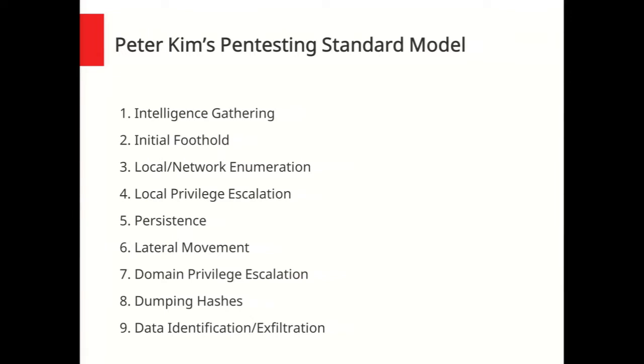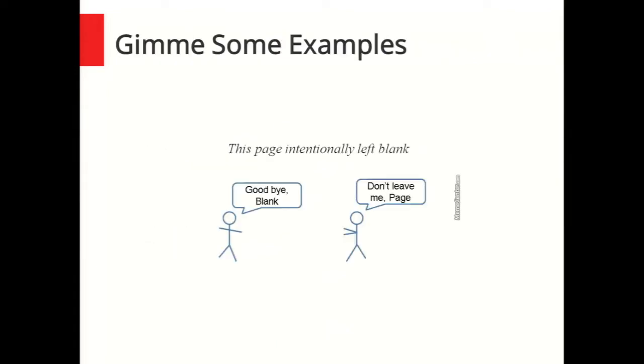And in my opinion, every one of these has a spot where we could use deception to throw them off. Persistence is a little bit tricky, but I think most of these you can do deception. So when I look at this, I say, all right, how would I use deception to throw off intelligence gathering? Or make sure that initial foothold is maybe not where they're thinking they're getting a foothold. So I'll kind of come back to this.